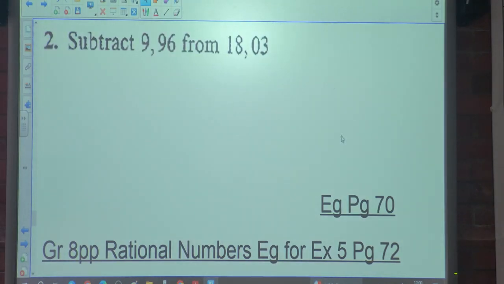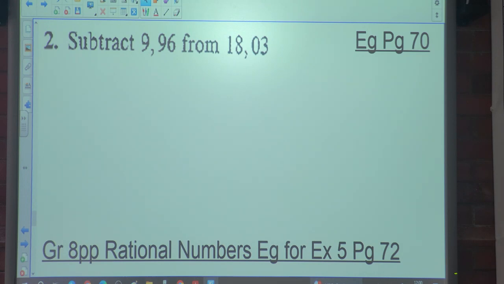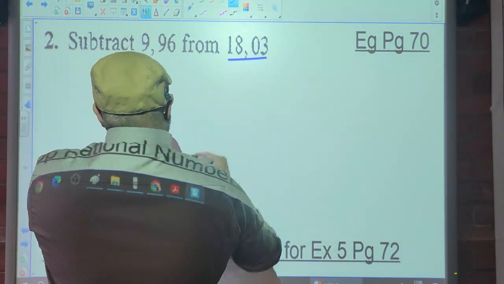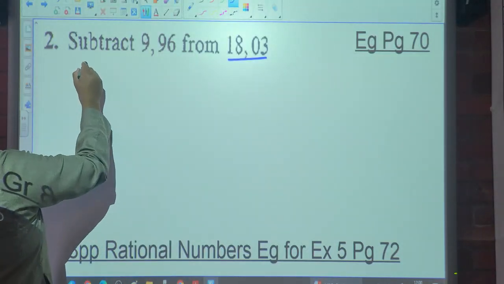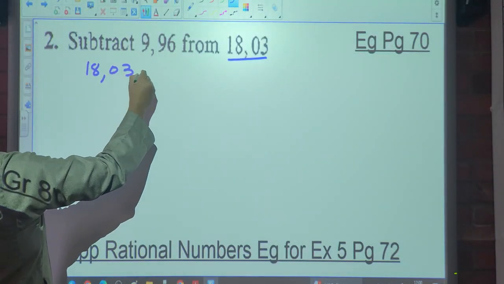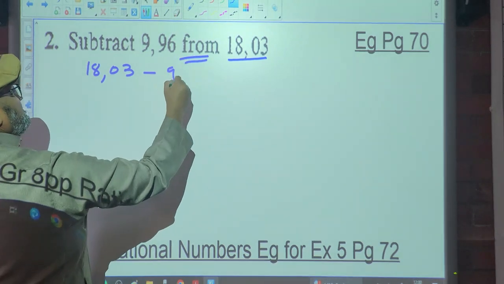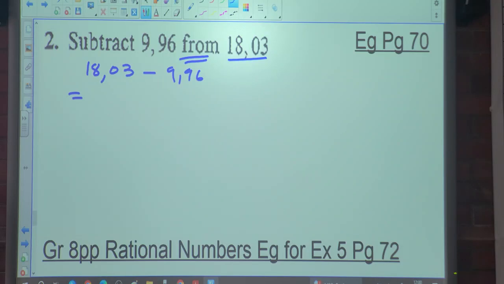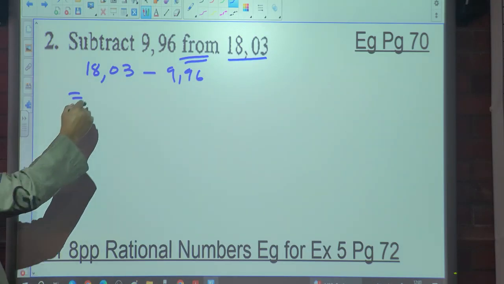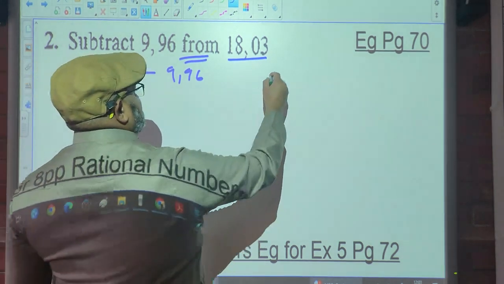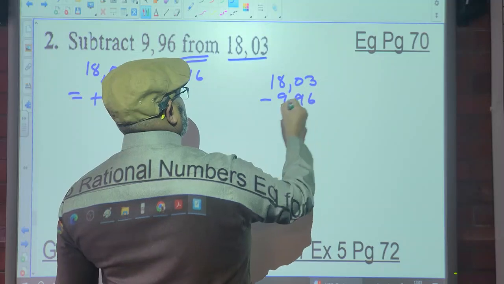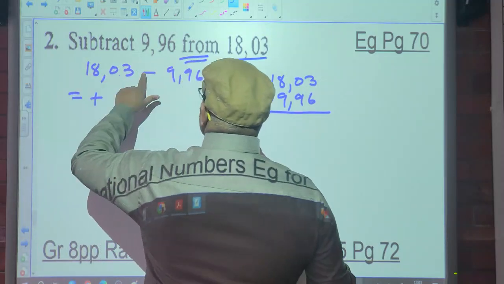Go with the next one. Subtract 9,96 from 18,03. Okay, so which one is larger, 18,03 or 9,96? 18. So the answer is going to be positive. So it's 18,03 minus 9,96. Remember, when the signs are different, you subtract.